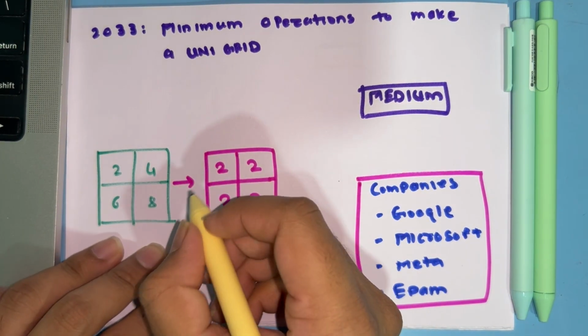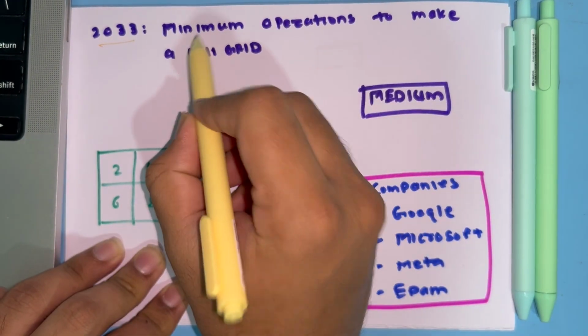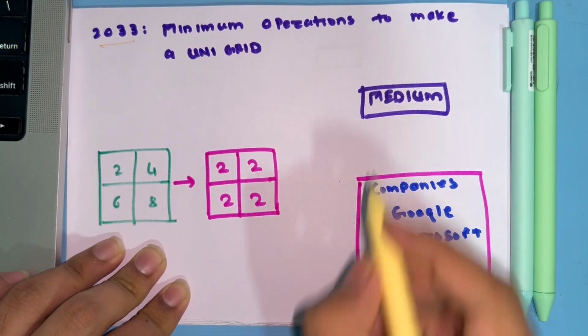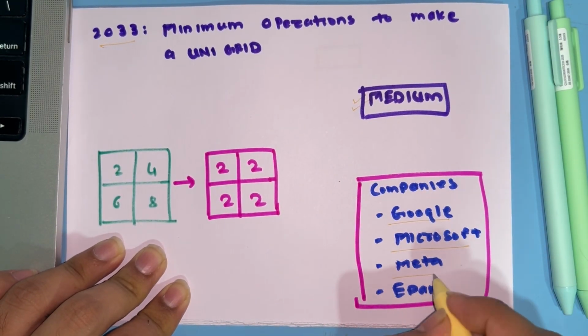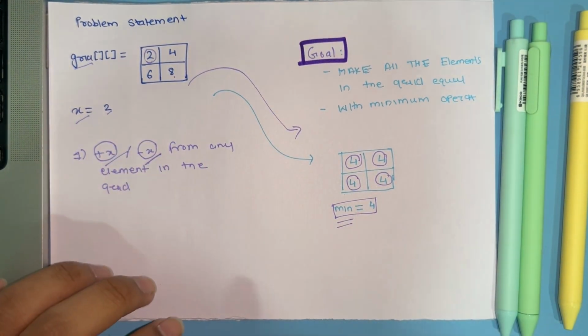So today's LeetCode question 2033, minimum operations to make a Uni-Grid. It is marked medium on LeetCode and it has been asked in Google, Microsoft, Meta. Okay, so let's go through the problem statement.